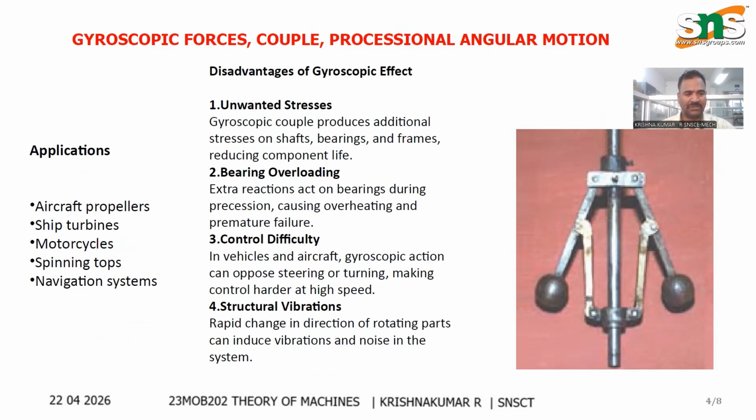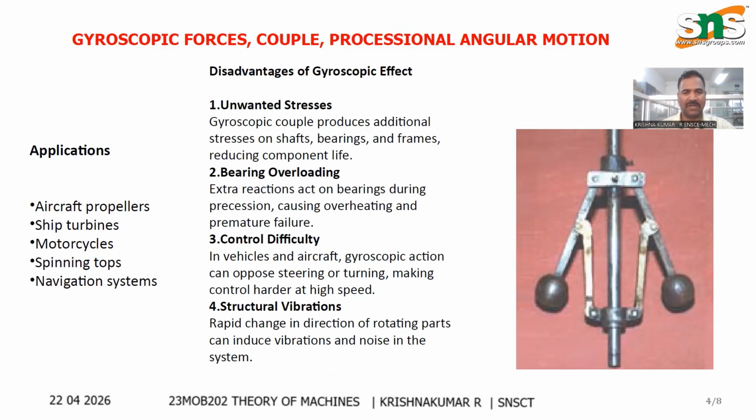Precessional angular motion is the phenomenon in which the axis of a spinning body moves about another axis due to the application of an external torque. The motion is called precessional angular motion, and the corresponding angular velocity is known as the angular velocity of precession. Applications: aircraft propellers, ship turbines, motorcycles, spinning tops, navigation systems.